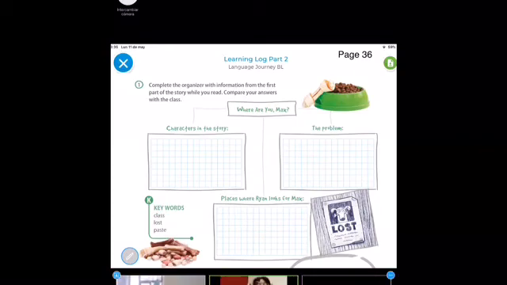Okay, Frida, your microphone, please. Compare your answers with the class. So we need to complete, guys, this graphic organizer. The first square is telling me which are the characters in the story? Who wants to say which are the characters in the story? Who wants to say, guys?